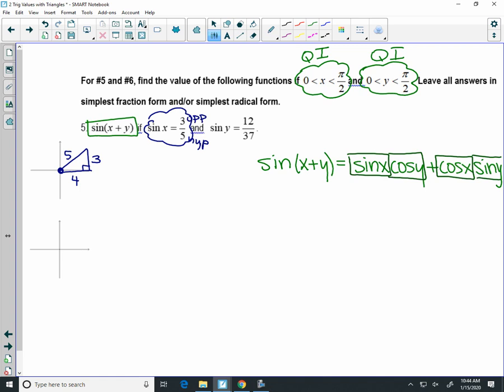I use 3, 4, 5 a lot in this unit, because I used to not allow calculators in this unit, and then 3, 4, 5, I use it on every problem, which is nice and small.